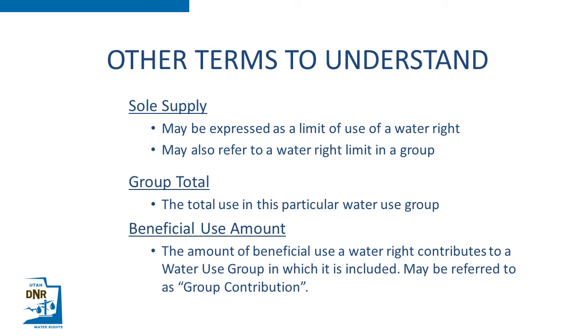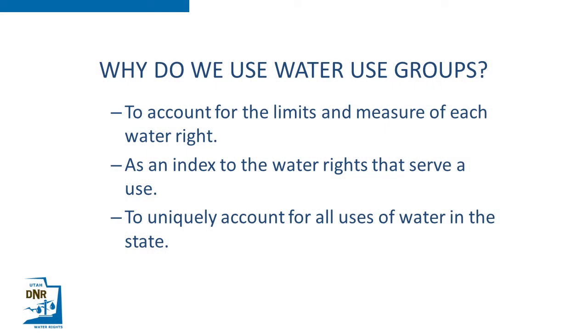If a water right is a part of multiple use groups, its sole supply is the sum of its beneficial use amounts. So why do we use water use groups? Water use groups allow us to account for the limits and measures of each water right while creating an index of water rights that are serving a unique beneficial use.